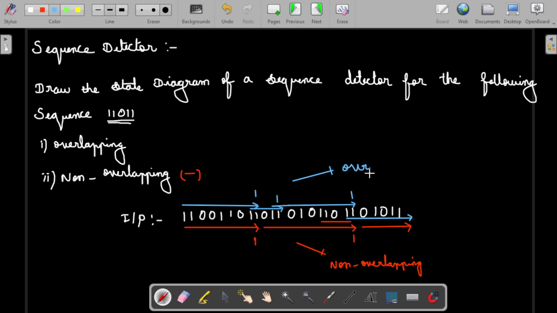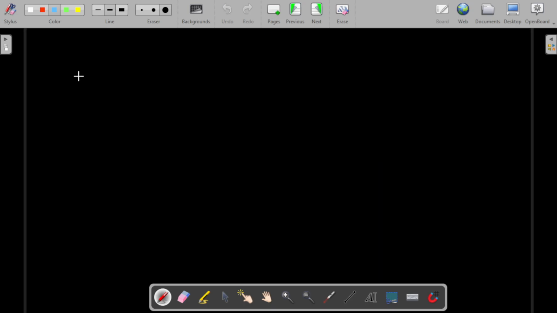Now we are going to design a system showing how the overlapping and non-overlapping detection will be done in a finite state machine. This is the overlapping sequence detector. The sequence detector is one of the very important questions, and in the last few years it is becoming more important. So let us first discuss the non-overlapping sequence detector machine design.